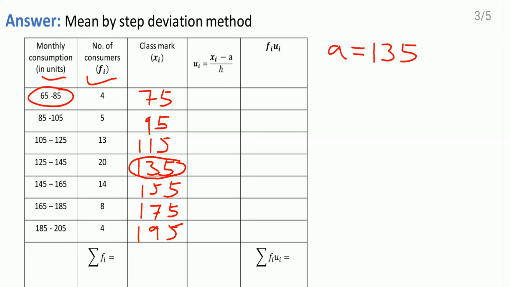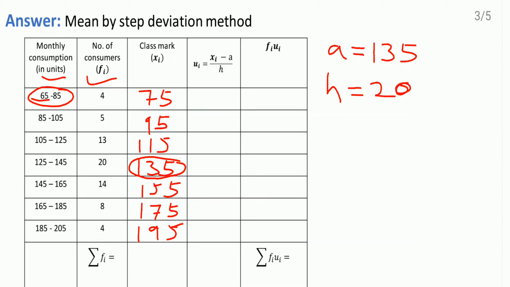Now I need to find H. H means the class size. Take any one of the classes. Suppose I am taking the first class. The class size means upper limit minus the lower limit. 85 minus 65 will come as 20. Okay, so we got the class size here.